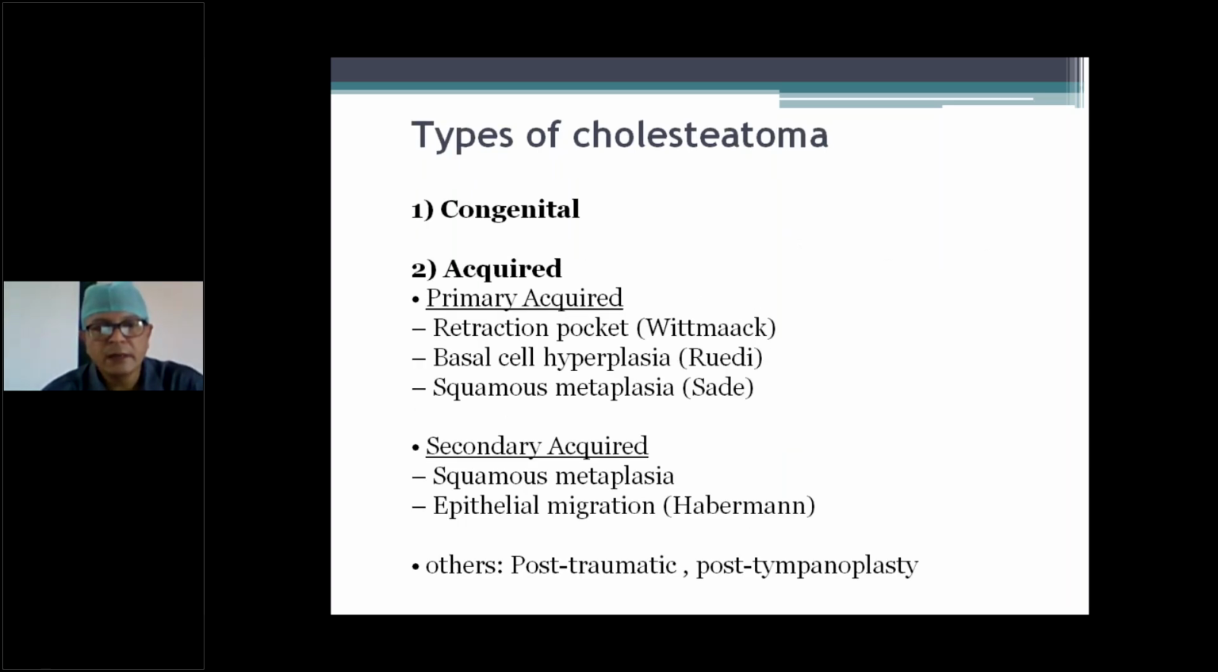Primary acquired, secondary acquired. So, in primary acquired cholesteatoma, there will be no history of previous ear discharge. But in secondary acquired, there will be some history of ear discharge before the patient develops a cholesteatoma. Others are post-traumatic and post-tympanoplasty, where inadvertently the squamous epithelium is driven into the middle ear, and then when the graft is kept, it is totally trapped in the middle ear, and then it slowly develops.